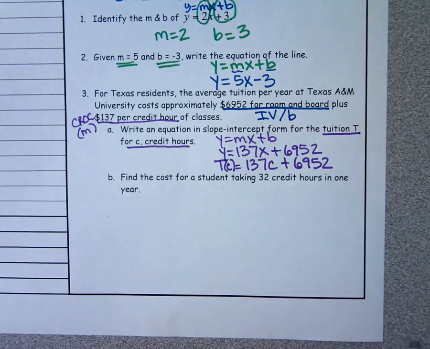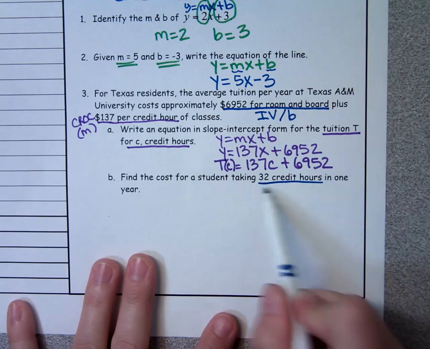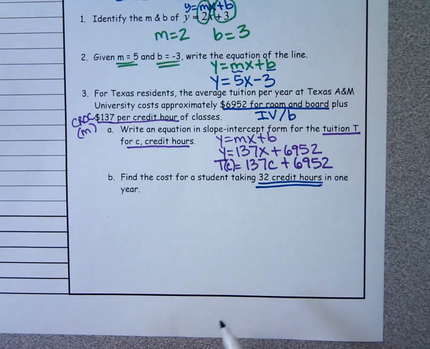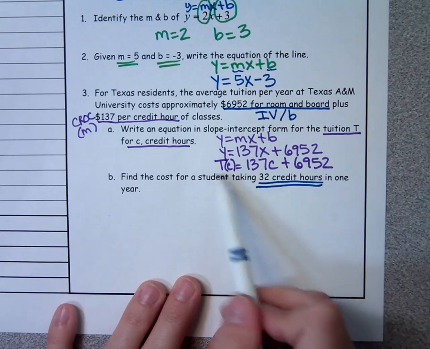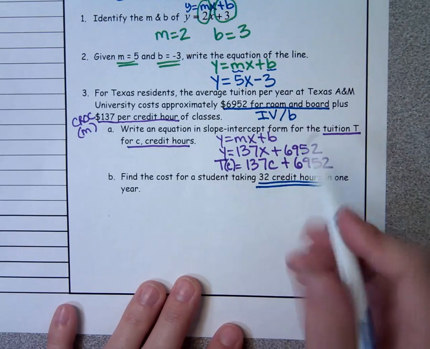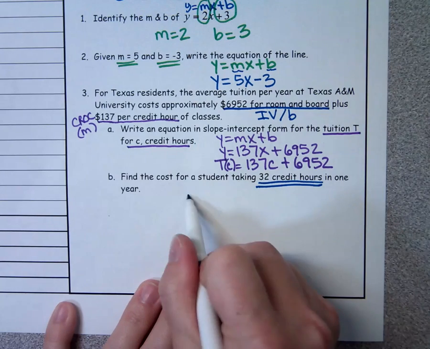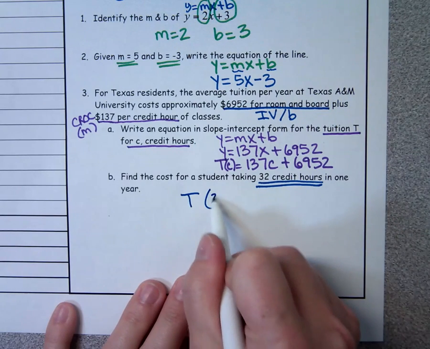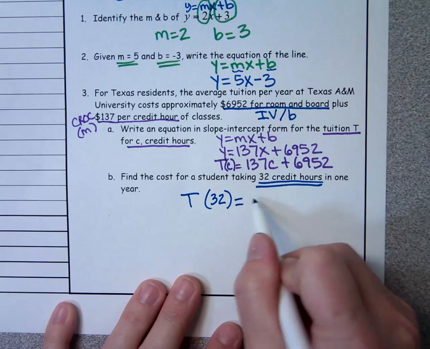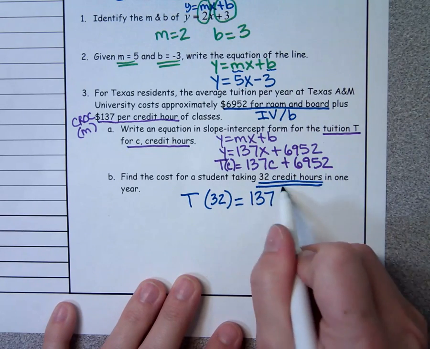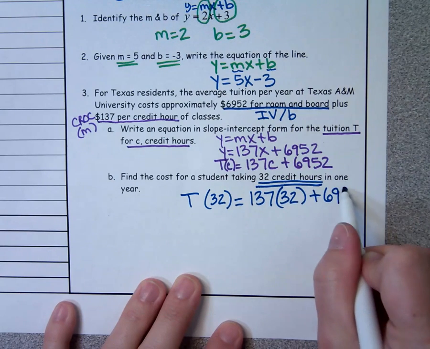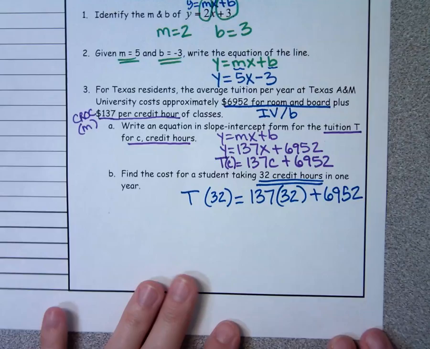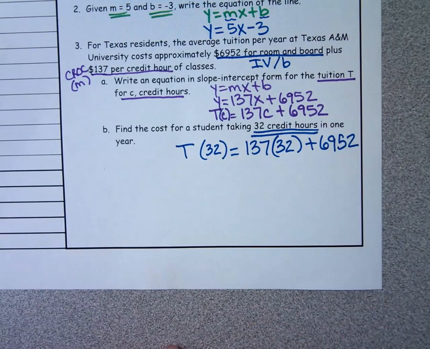Okay, B says, find the cost for a student taking 32 credit hours in 1 year. So if they're taking 32 credit hours, would the 32 go into the C, or would it go in place of the T of C? It would go into the C. So we're going to find the total tuition for taking 32 credit hours. As soon as I see that C, I slap parentheses down, I plug the 32 in there, recopy the plus 6,952, and then I just want to work this out.